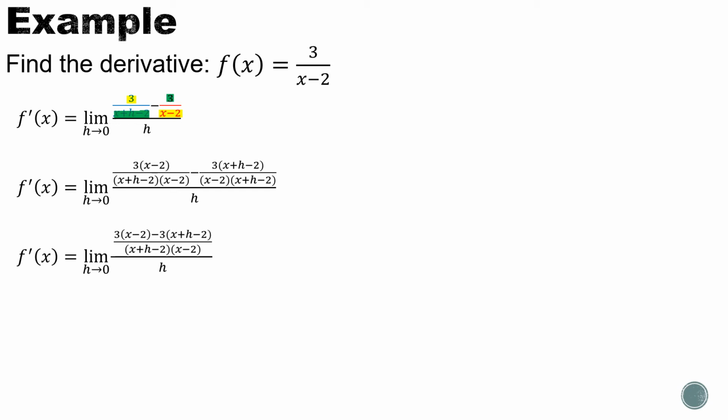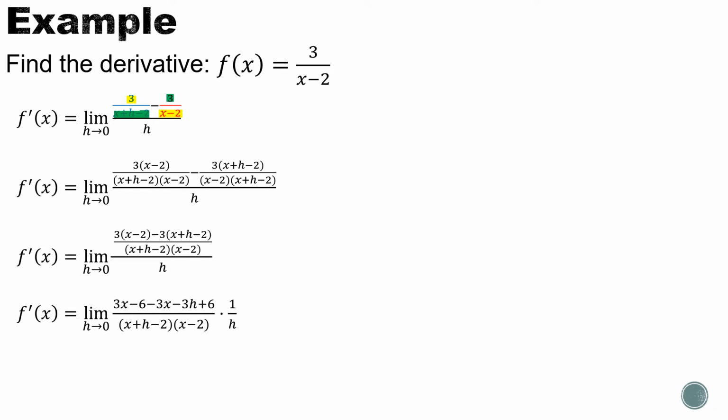Now that I have a common denominator in my numerator, I can mush it together, and I get 3 times x minus 2 minus 3 times x plus h minus 2, all over that common denominator, all over, still over h. Now again, just simplifying my equation, if I simplify my numerator, I get 3x minus 6, I distribute it, and then distributing a negative 3, I get negative 3x minus 3h plus 6 over that common denominator, and then I simply did a keep change flip to change my division to multiplication and made it times 1 over h.